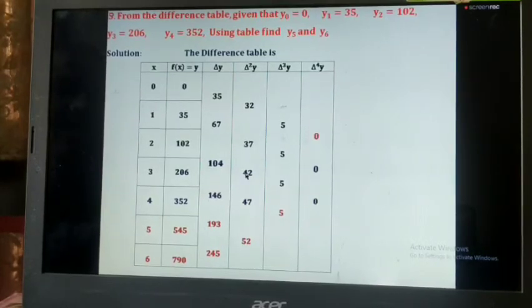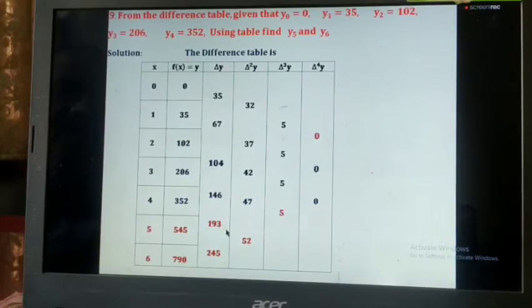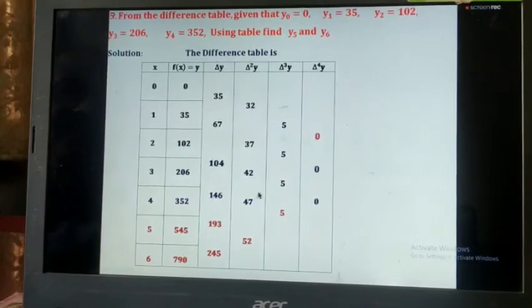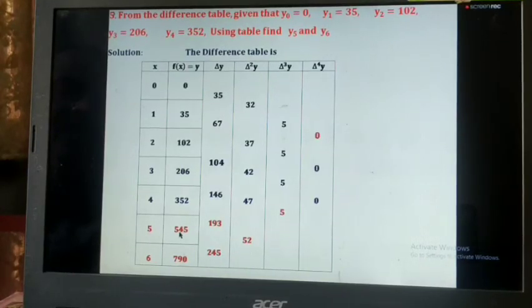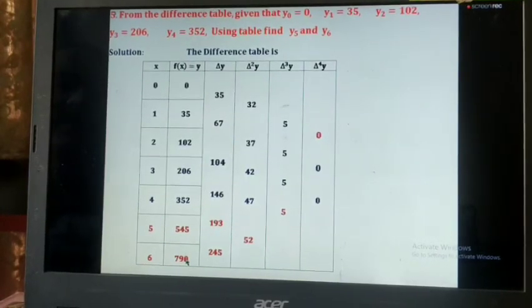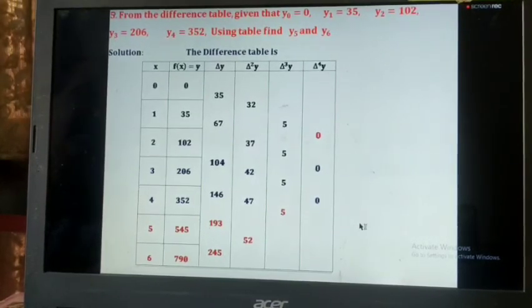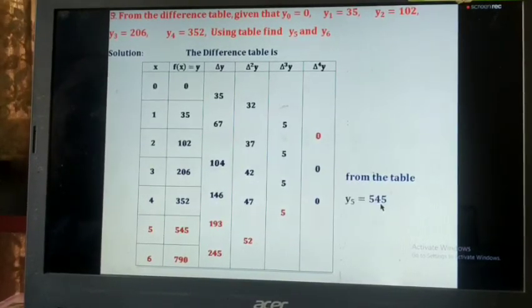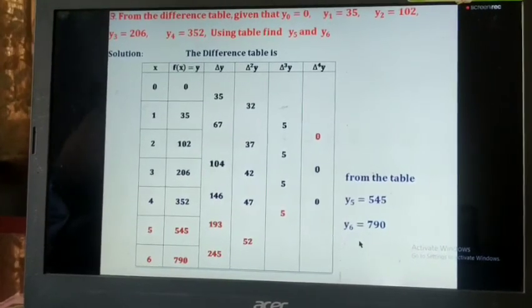So we have 5 plus 0 is 5, like that. 37 plus 5 is 42. Then 42 plus 5 is 47. 146 plus 47 is 193. 352 plus 193 is 545. So this is the fifth term. Similarly, 47 plus 5 is 52. 193 plus 52 is 245. 245 plus 545 is 790. So this is the sixth term. From the table, it is clear that the fifth term is 545 and the sixth term is 790.